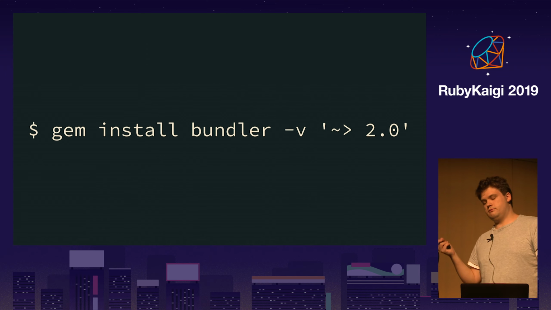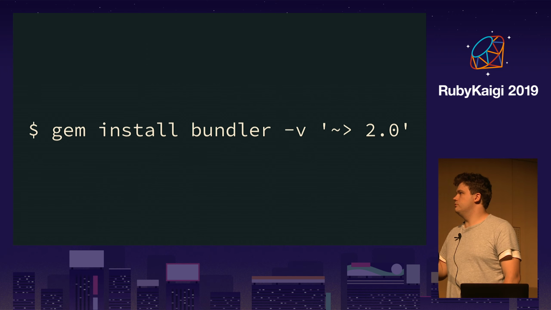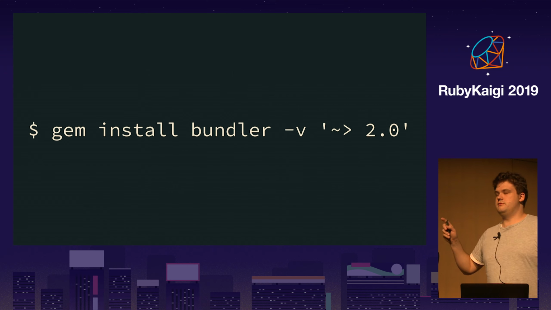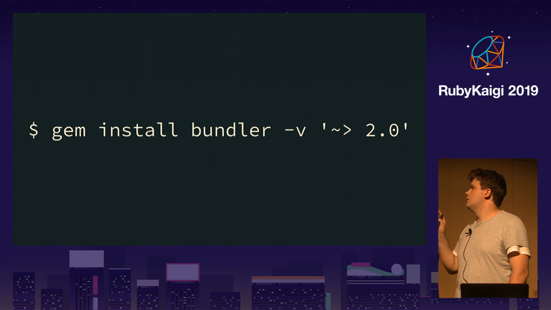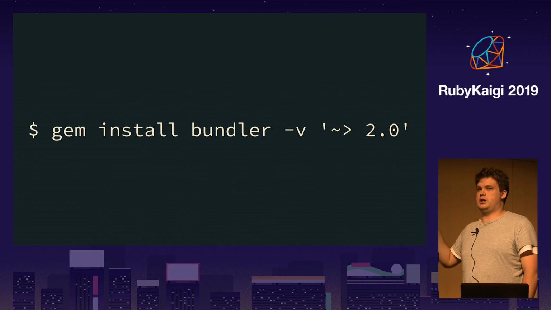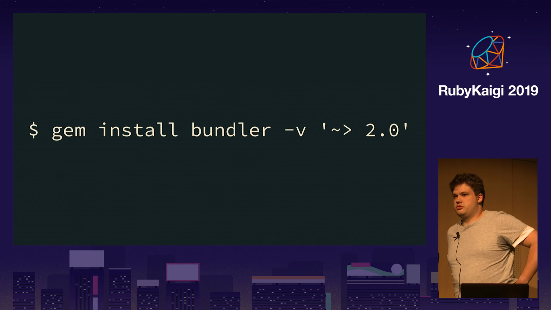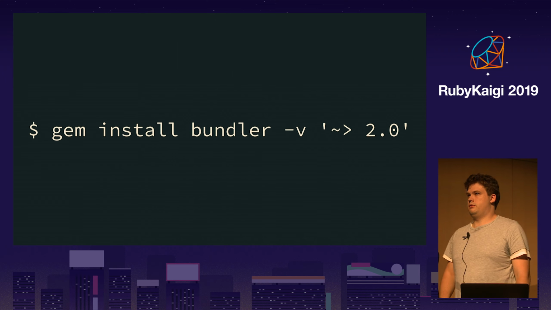So if you want to install bundler but scope it to a major version, you can do this in RubyGems. Gem install bundler, with the version flag, and then you can specify a requirement. In this case, I'm specifying greater than 2.0, but less than 3.